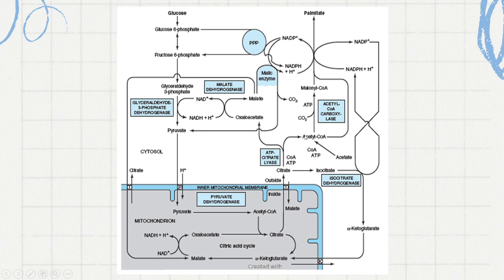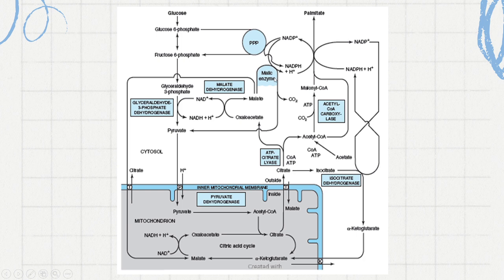Acetyl-CoA now is available for fatty acid synthesis, for example, to form palmitate, while oxaloacetate can form malate with malate dehydrogenase, and then it can go inside the mitochondria again to be part of the citric acid cycle.